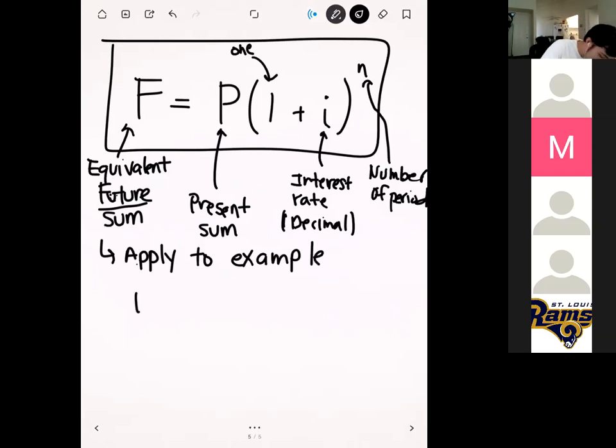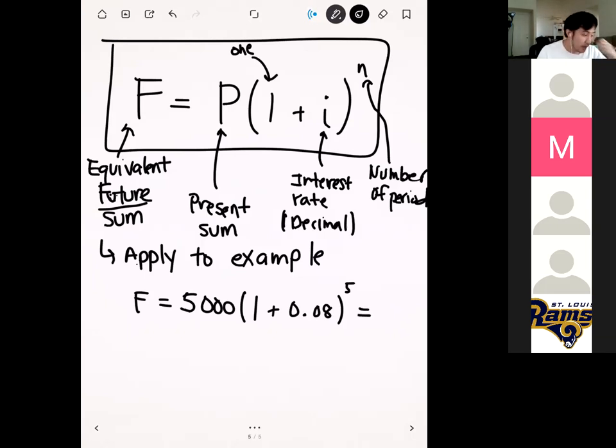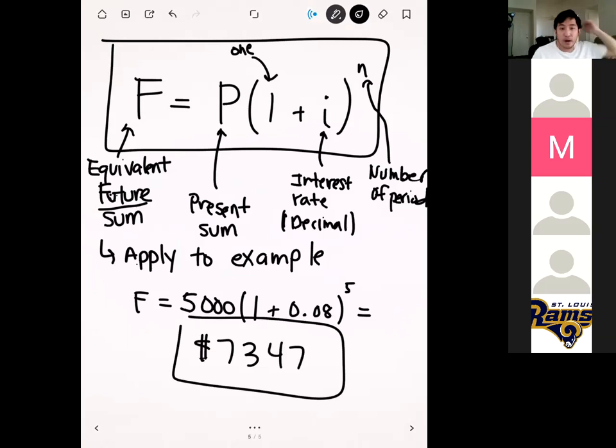So we have F is equal to P. So remember, P is our present sum of money. So the amount of money that we have now is $5,000. We're going to multiply that by 1 plus our interest rate, which is 0.08. And then, we're going to do this for 5 years. And so you can punch all those numbers into the calculator, and what you get is 7,347. Same amount that we did with the table, but a lot faster, just because we have a formula for it.